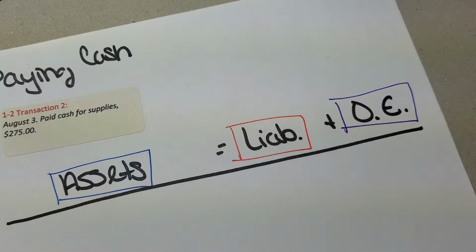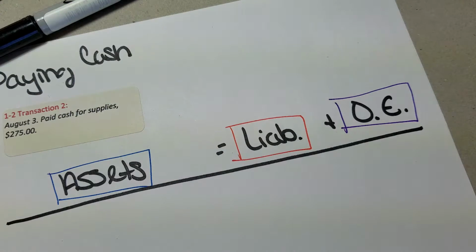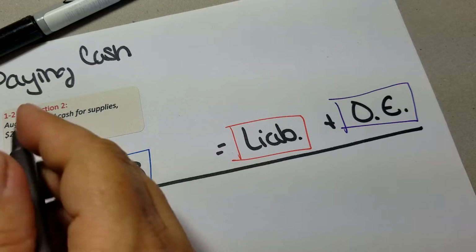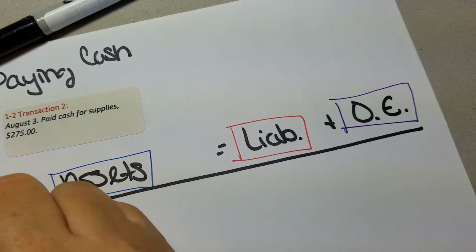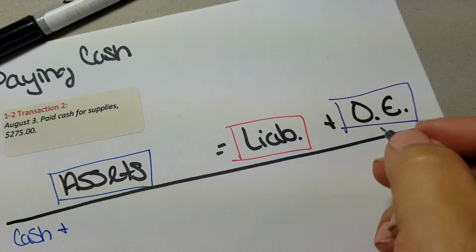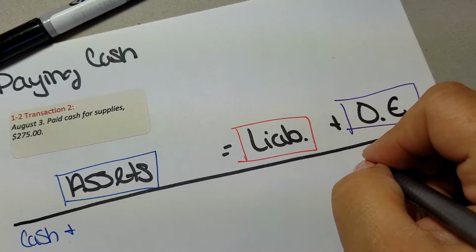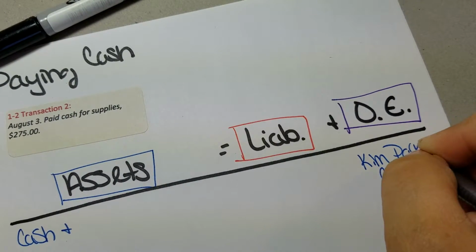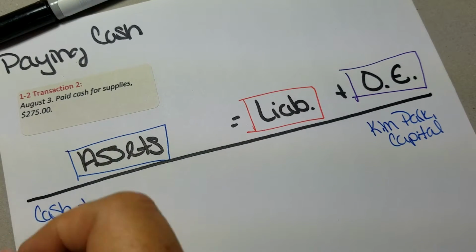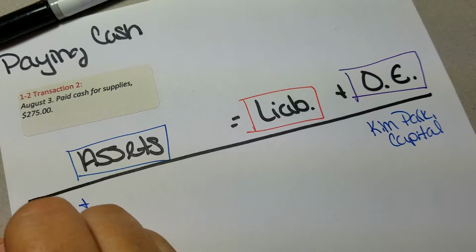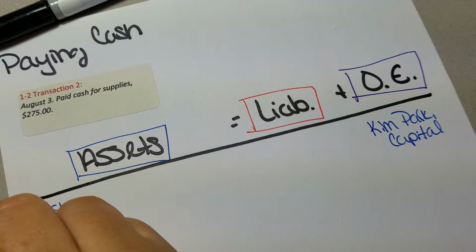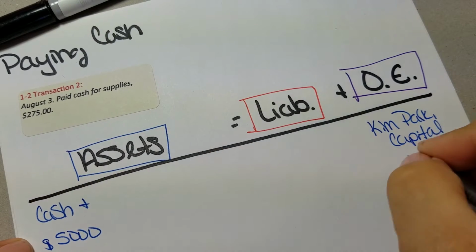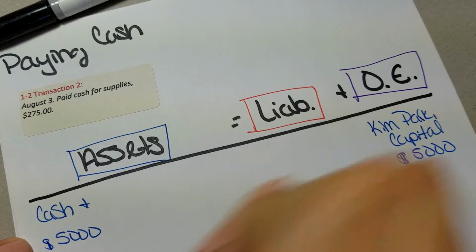Okay, so for this one, we started out, if we remember from our last one, what we had, this time we're going to add another one. So we had cash as an asset. So I'm just going to put cash here. And we used our capital over here, which was Kim Park Capital, because Kim Park is the name of our owner. And they caused the accounting equation to change. So under cash, we now had $5,000. And under Kim Park Capital, we now had $5,000. Okay?